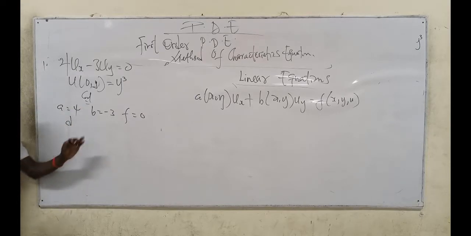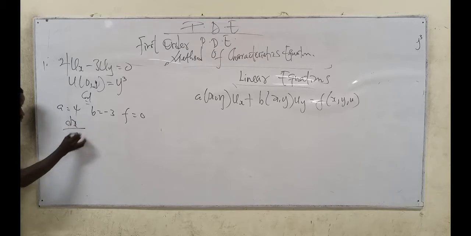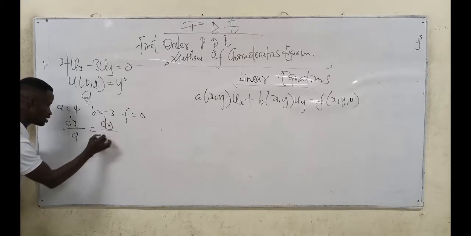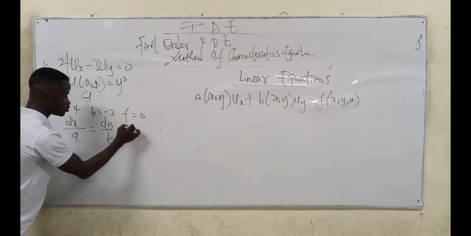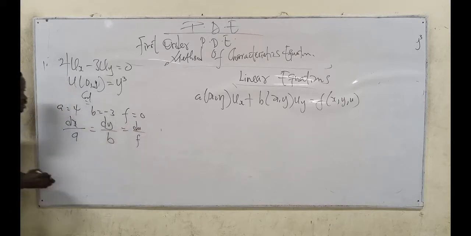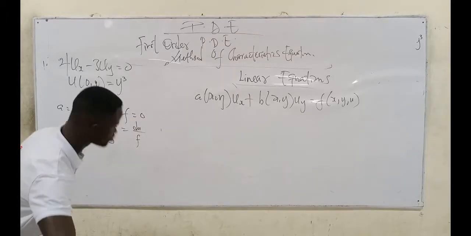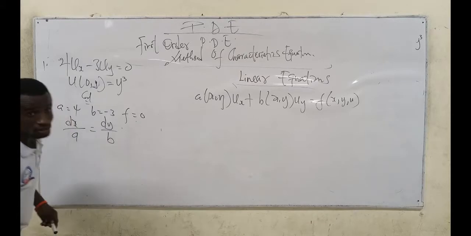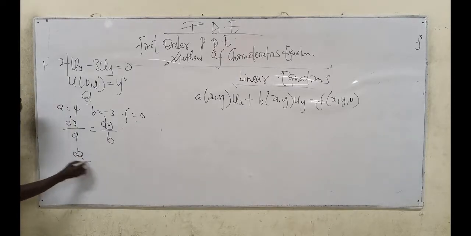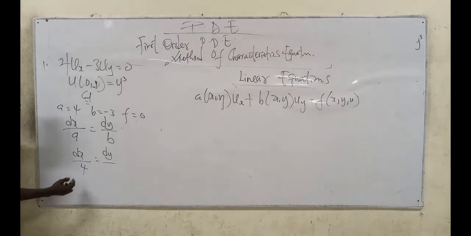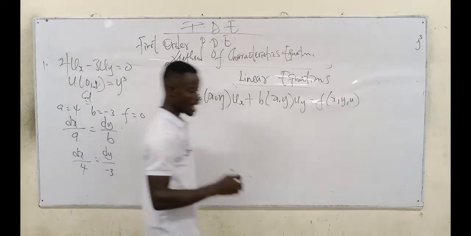So from here you quote the characteristic equation. From here, can you plus or minus? Equal to the y and the b equal to the u over what? F. But we know that the f is 0, so that part, let's ignore. Now, the S over A is what? 4. The Y, B is what? Negative 3.